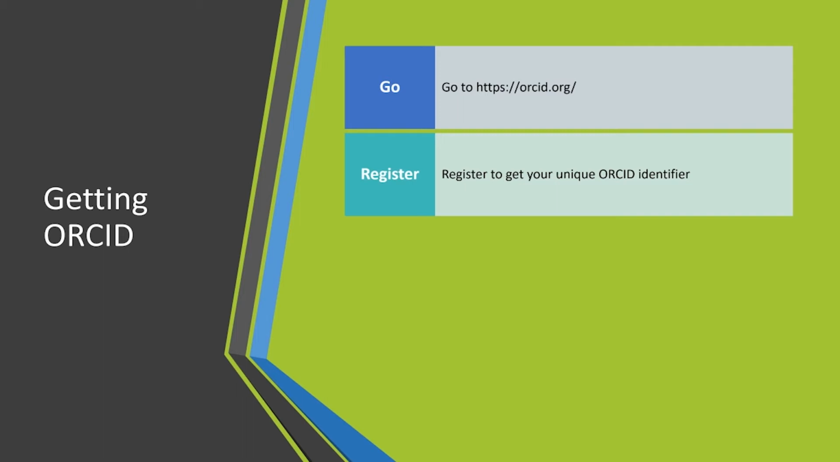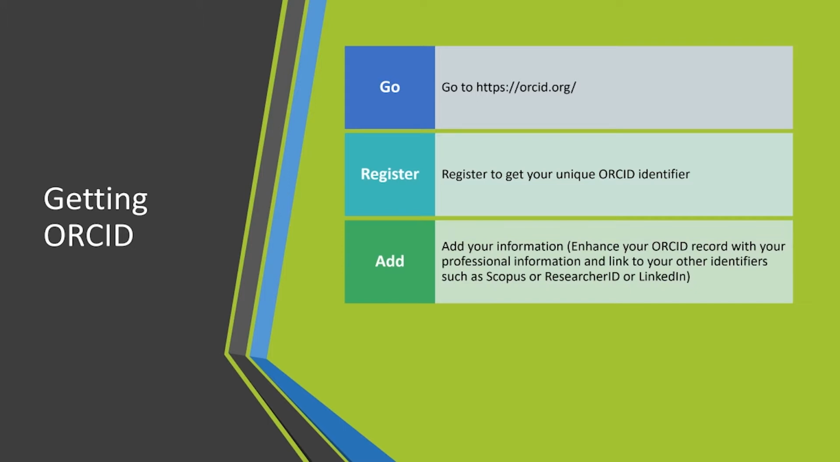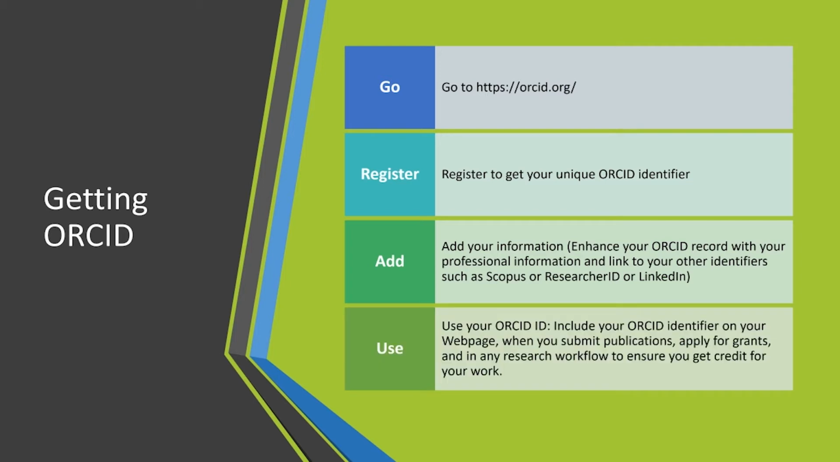Add your information, enhance your ORCID record with your professional information, and link to your other identifiers such as Scopus or Researcher ID or LinkedIn. Use your ORCID. Include your ORCID identifier on your web page, when you submit publications, apply for grants, and in any research workflow, to ensure you get credit for your work.